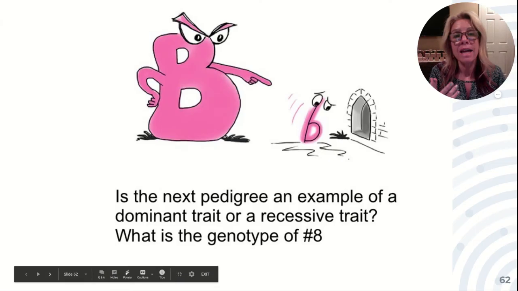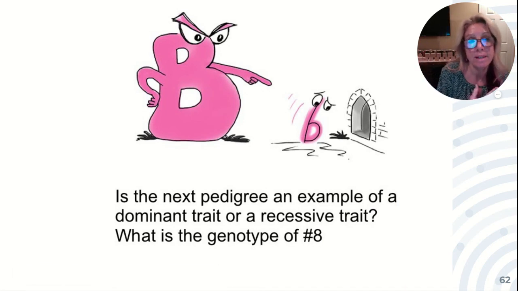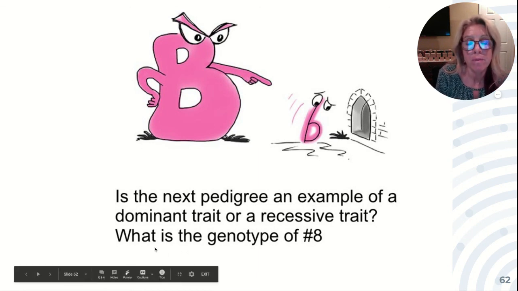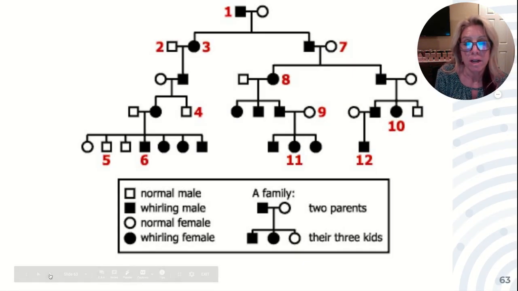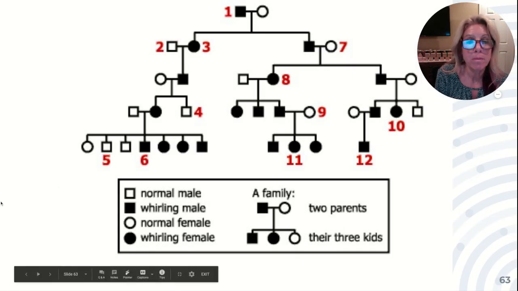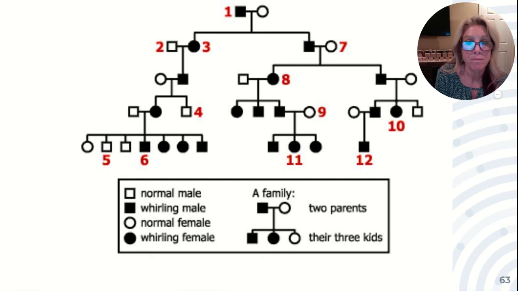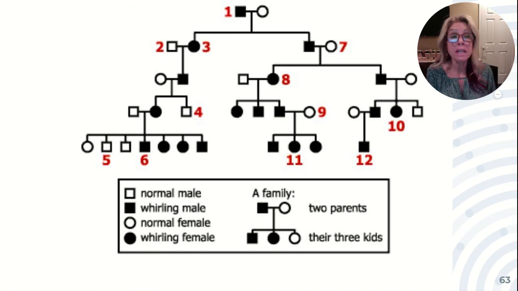And then the next pedigree is an example. Is it an example of a dominant trait or a recessive trait? I'm trying to test you out here a little bit. And then I want to know, what is the genotype of individual 8? Okay. So do you think this would be typical of an autosomal dominant or an autosomal recessive? Okay, you thinking? Okay, so I would say it's an autosomal dominant.